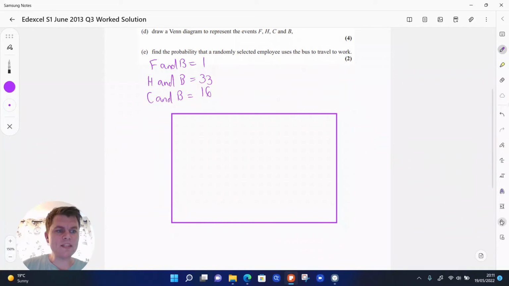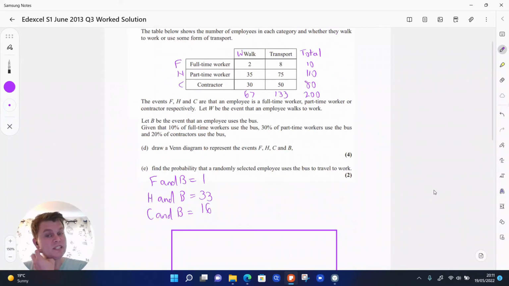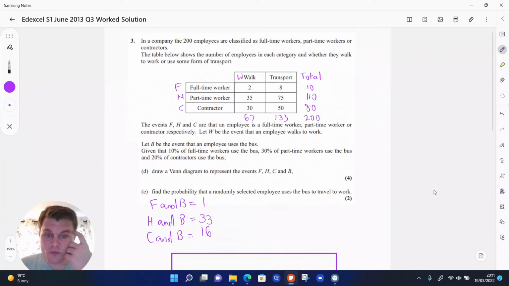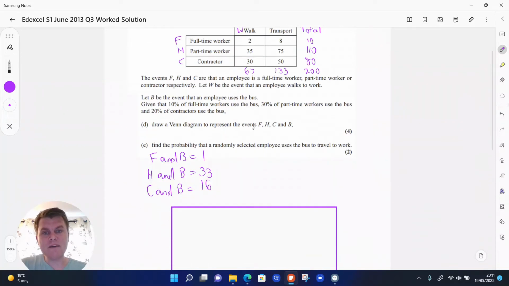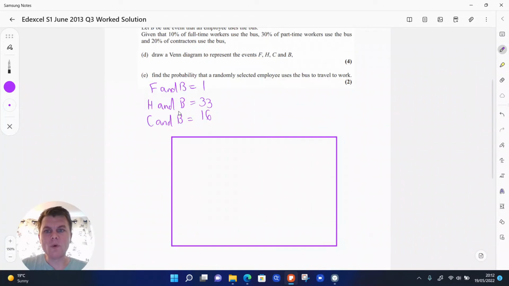Right, where this Venn diagram is actually a little bit more difficult is that we've got to represent 4 separate events: F, H, C, and B. And some of those are going to intersect and some aren't. So we've got to think, well, we know F and B can happen, H and B can happen, and C and B can happen. They can happen at the same time. But you can't have F and H happening, and you can't have H and C happening at the same time.